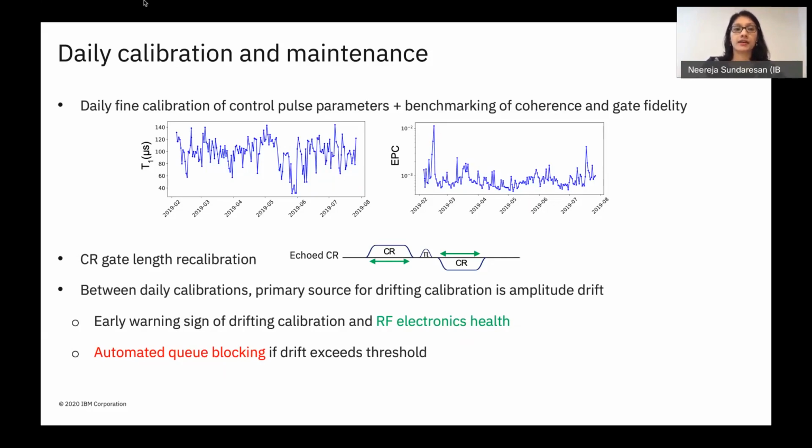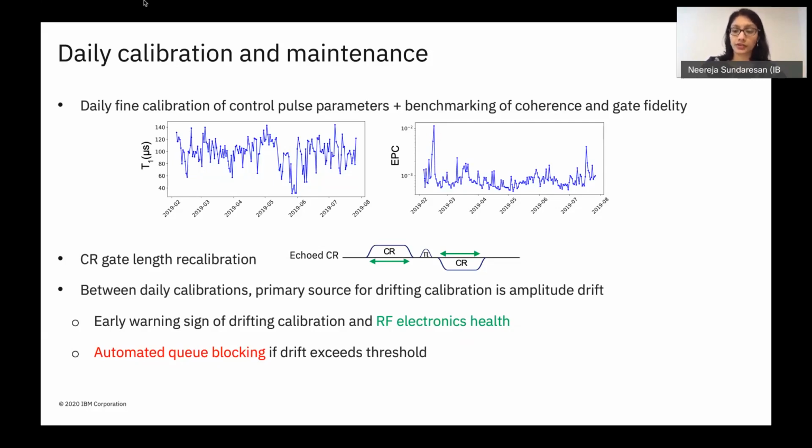In our systems, we found that amplitude drift is probably the type of error we're most sensitive to. And so we use a simple error amplification sequence to quickly measure the amplitude stability or the validity of our calibrations. And we use this as a sort of early warning sign for large drifts in calibration, and also to monitor the health of our electronics. And when these surpass a threshold that we've set, they automatically pause the queue and alert us that something has gone wrong.